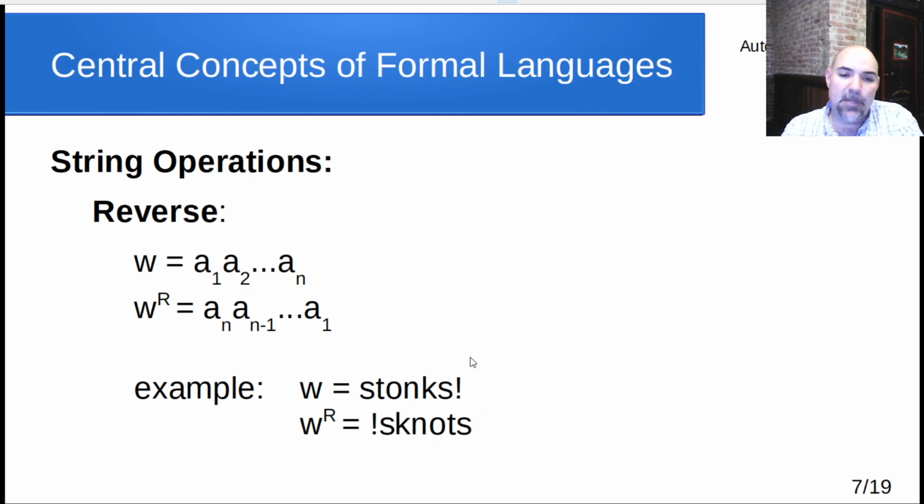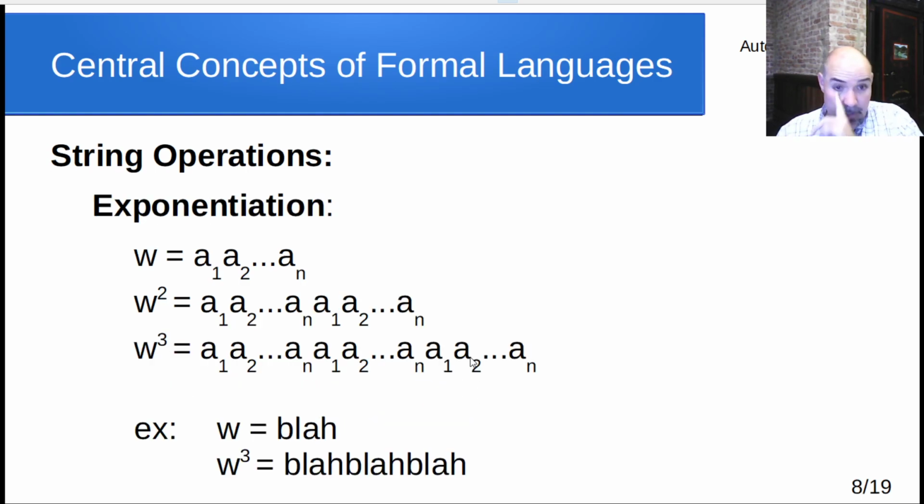All right, another string operation is exponentiation. And in exponentiation, you basically take a string and you raise it to some power, as you can see here. So W, if it's defined as A1 through AN, W squared goes A1 through AN, and then it repeats it, A1 through AN. And this, if you're used to programming in a language like, let's say Python, is kind of like string repetition, where you multiply a string by a number and it repeats it that number of times.